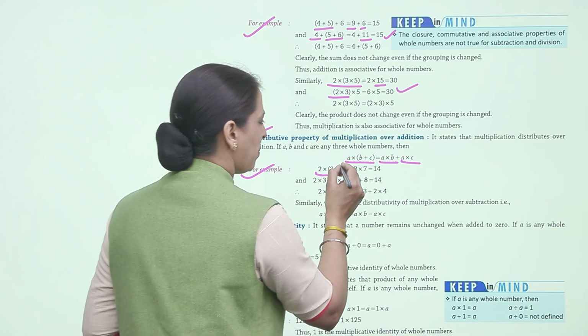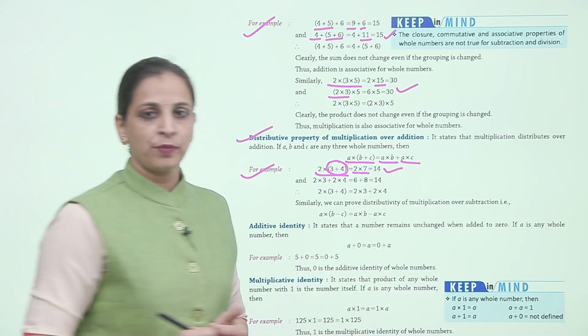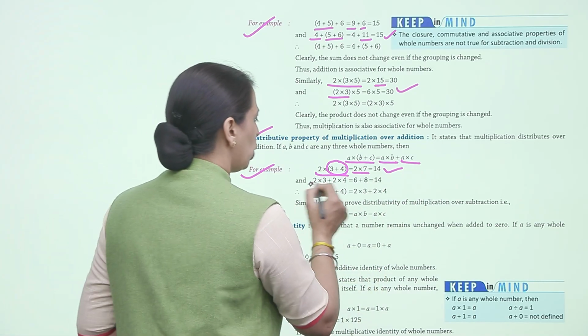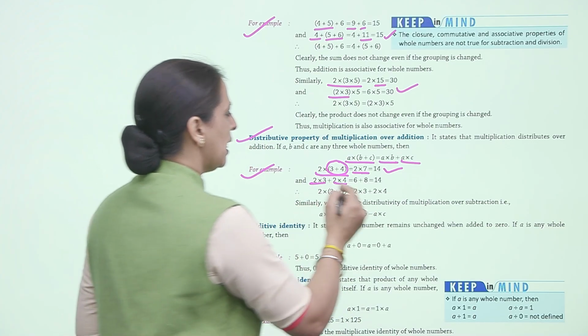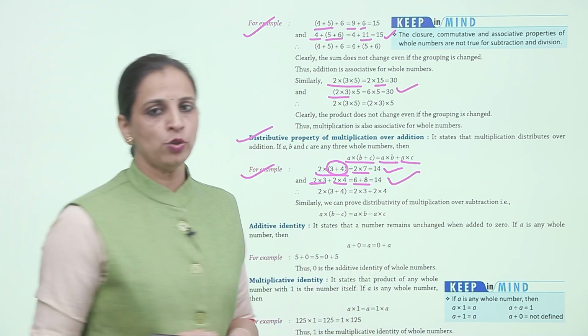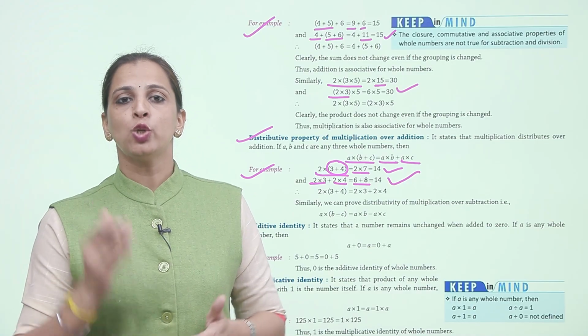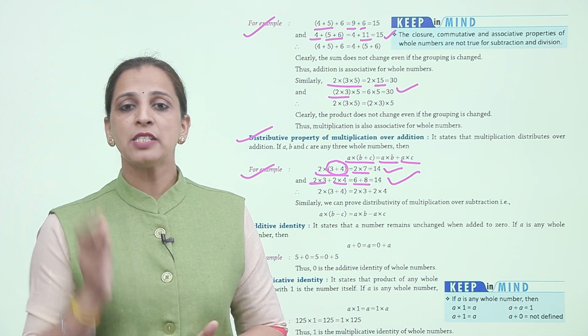So 2 multiplied by... first we solved the bracket: 3 plus 4 is 7, 2 7s are 14. Now what did we do? We multiplied 2 separately by 3 and 4. 2 multiplied by 3 plus 2 multiplied by 4: 2 3s are 6 and 2 4s are 8. That is equal to 14. In both situations, the answer is 14. So 2 multiplied by (3 plus 4) is equal to 2 multiplied by 3 plus 2 multiplied by 4.